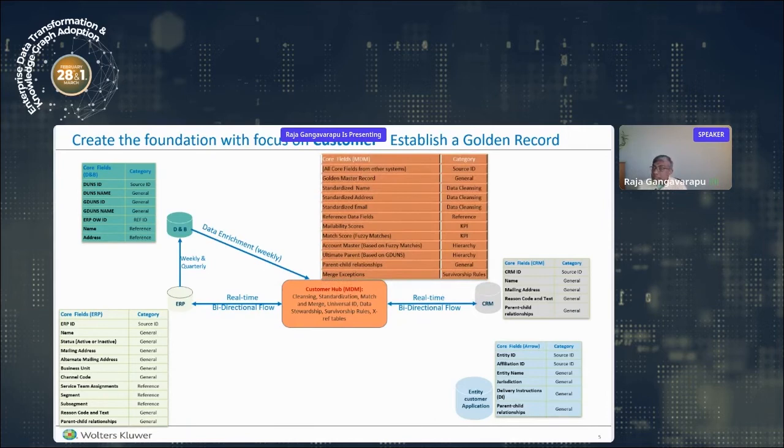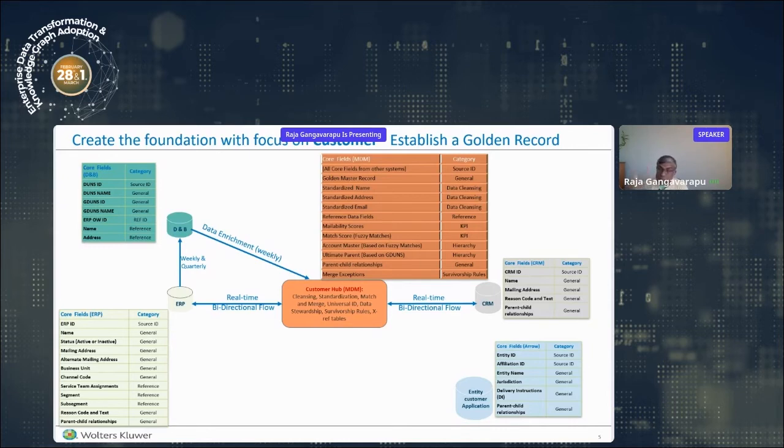Before I go there, these are the key elements of our MDM construct, a golden record. Golden master record is the ID, and then we standardize the name, the address, and look at the reference data fields we maintain. We also maintain a couple of KPIs based on the mailability score, where 0 means don't mail, 5 means perfect address.